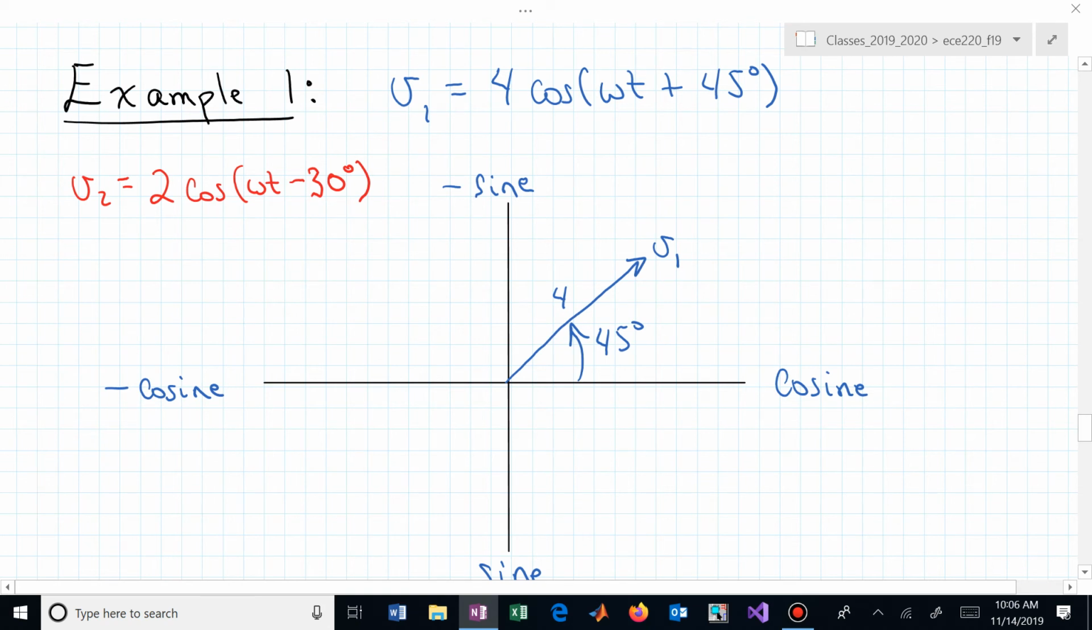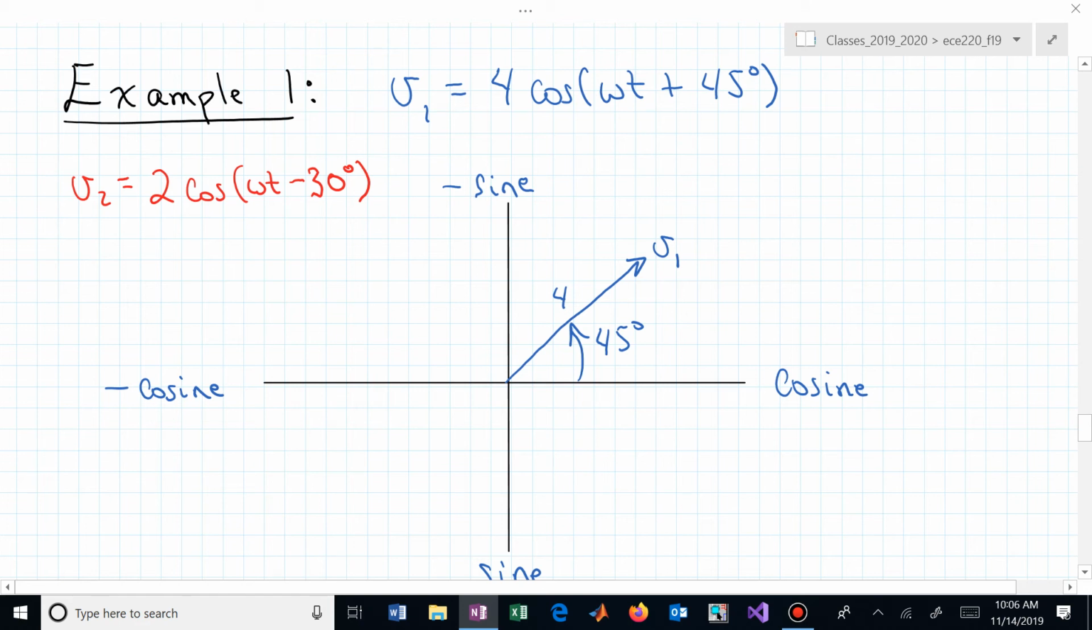Now we're at the restaurant. It's on the napkin on the side, remember? So our omega, it's spinning. These phasors are spinning around, but now we've taken a snapshot, and at this particular snapshot, at t equals 0, this V1 is at 45 degrees.